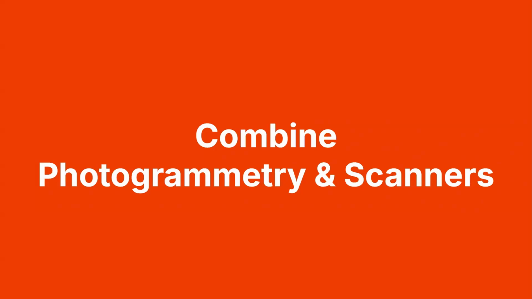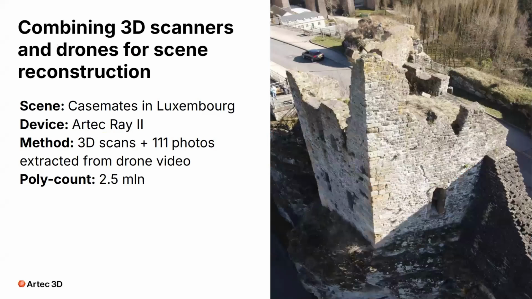And finally, our last topic for today is combining photogrammetry and scanners. So here is a scene of a tower that was scanned in Luxembourg. Here we have combined the Ray 2 with photos from a drone. So we've combined aerial images with the Ray 2. And actually here we combined both the geometry, and applied the photo texture from our drone in order to get the best results.